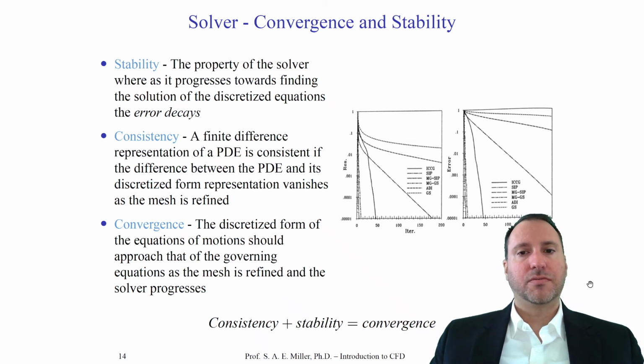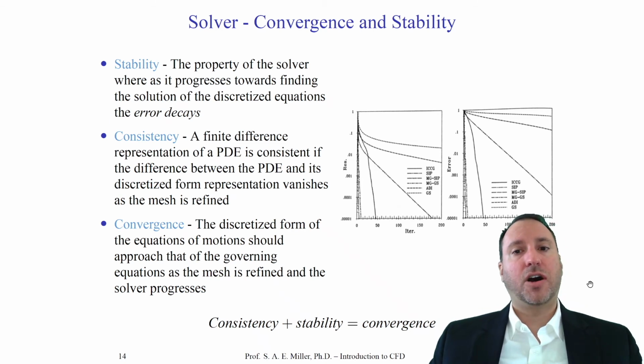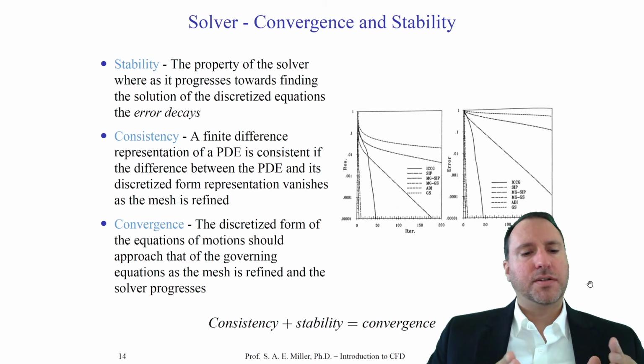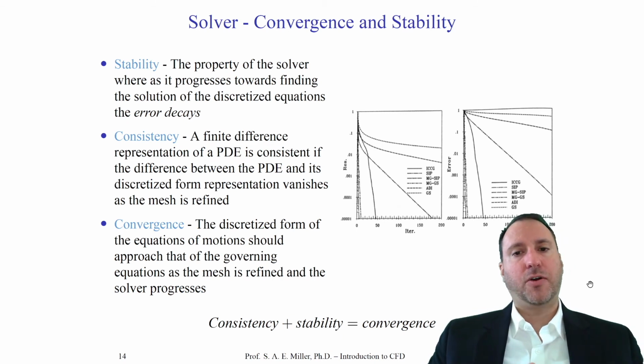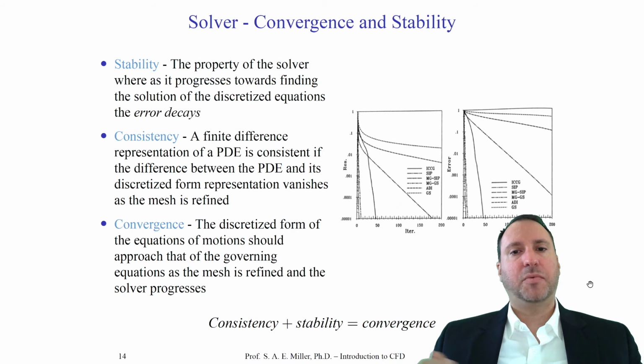grows, then it's unstable. Now, solvers might have error growing over a short amount of time or a short number of iterations. That's okay. We're really talking about global stability. So if the error goes to infinity over time, then the solver has blown up, it's unstable. So if the error continues to decay and become stable over a long time, the solver is stable.